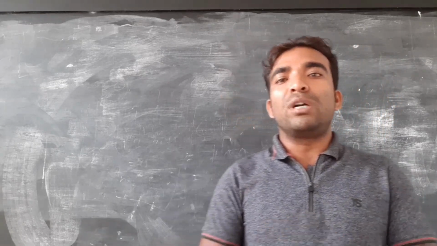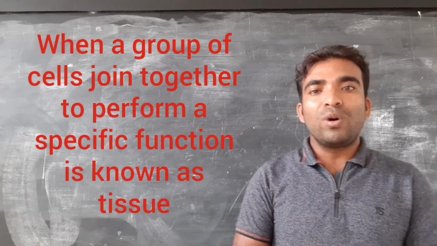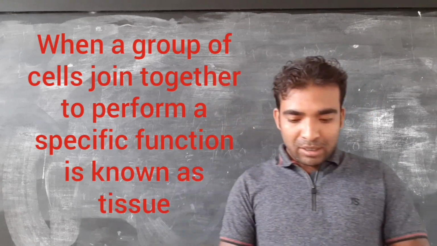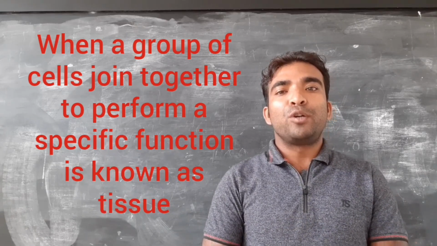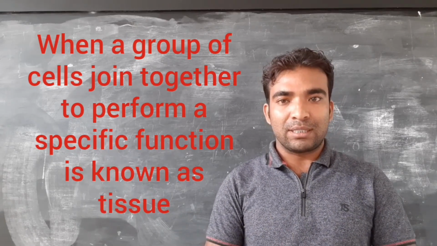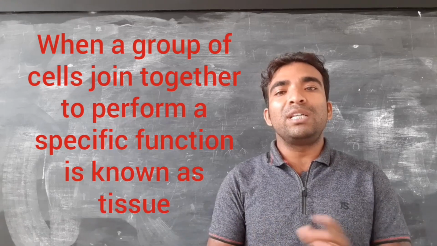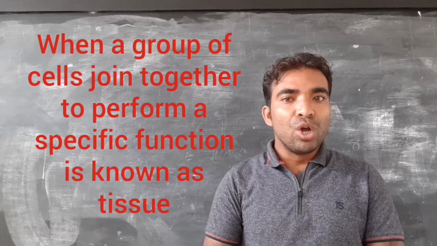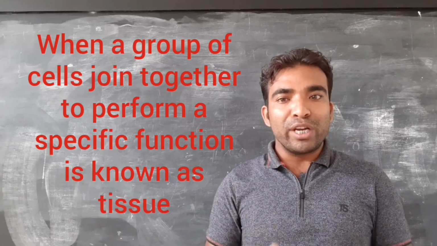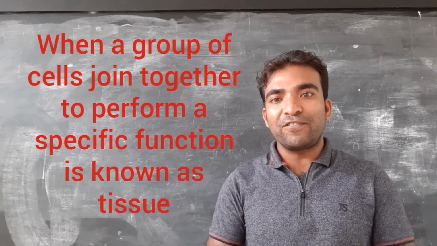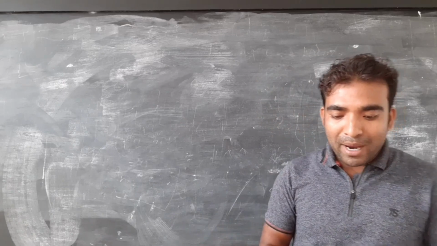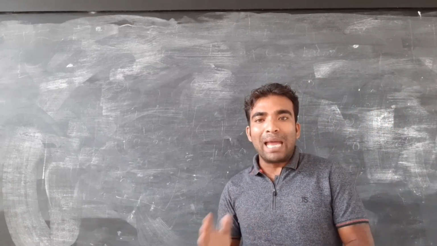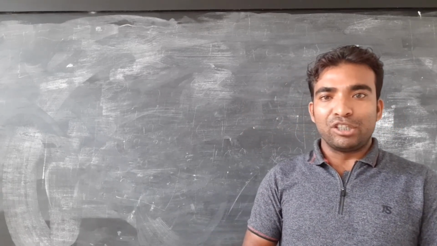First of all, we have to understand tissues. What is tissue? Dear students, when a group of cells join together to perform a specific function, they are commonly known as tissue. So what is tissue? When a group of cells join together to perform a specific function, they are known as tissue. Now, let us compare the difference between plant tissue and animal tissue.